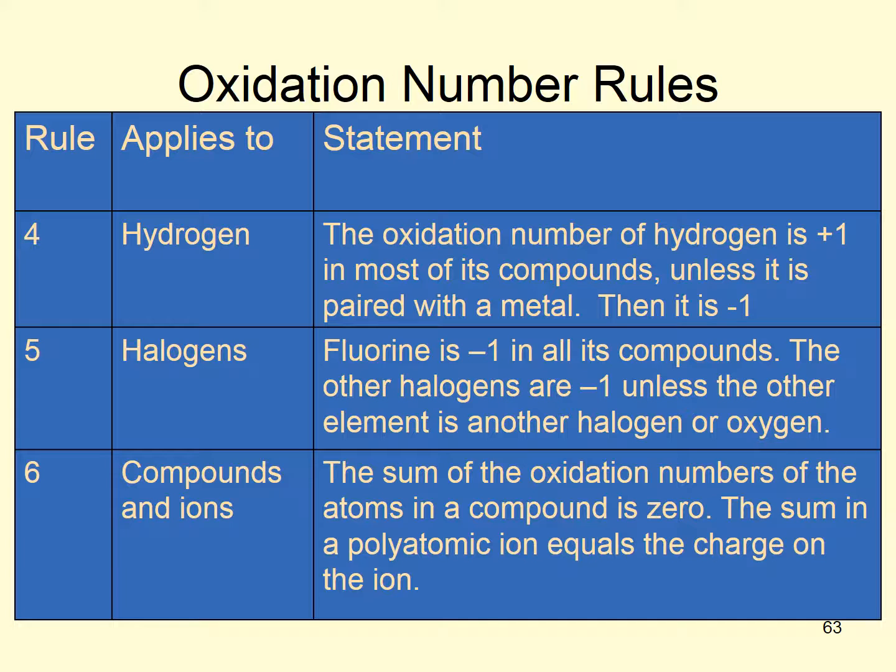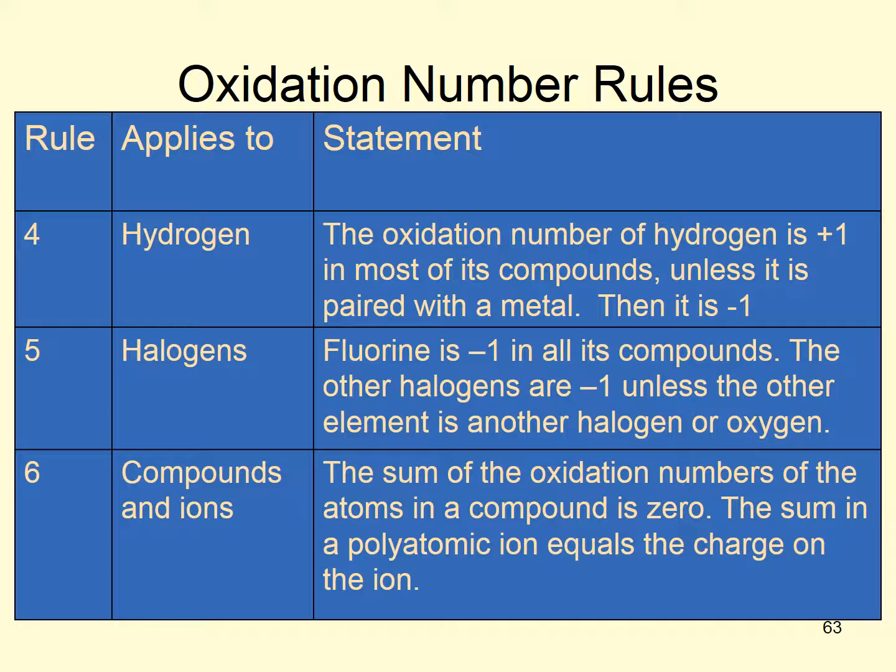Okay, halogens. Halogens we know are those elements in group 7A. Fluorine will always be a -1. And if the other halogens are in a compound with anything except another halogen or oxygen, they'll be a -1 as well. However, they can have different oxidation numbers if oxygen is involved in the compound or if other halogens are involved, and we'll have to look at that in just a minute, what you would do in that case.